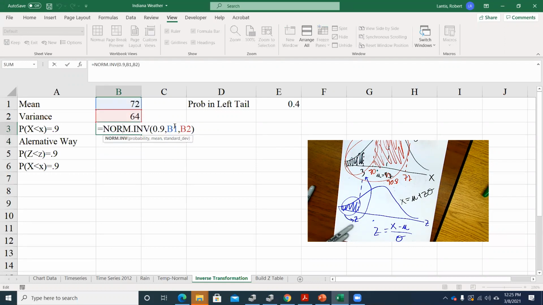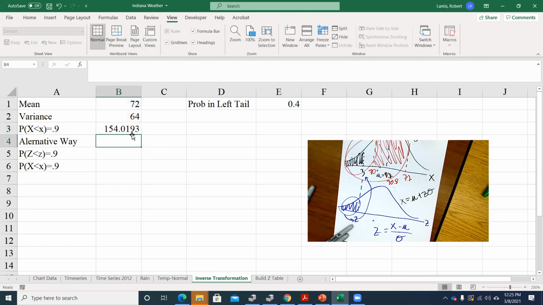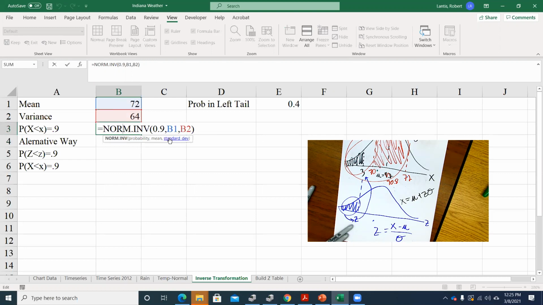Oh, I did something wrong here. I'll tell you what I did wrong. This doesn't make a lot of sense. I knew this was wrong right away. Why? I'm looking at this test score, 154 doesn't make a whole lot of sense, especially when the average is a 72. So what did I forget to do here? I'm supposed to tell it the standard deviation. I used the variance, which is a very easy mistake to make.